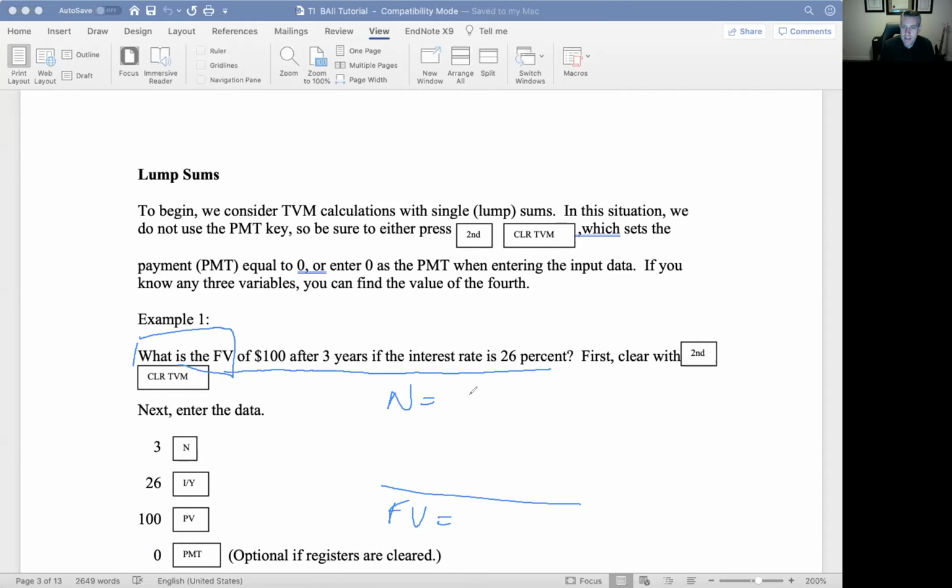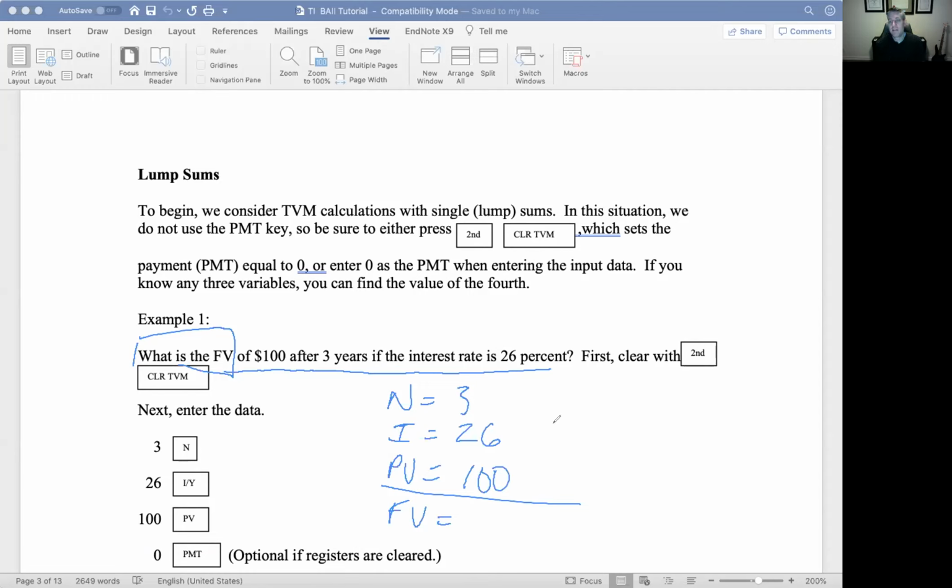I look for N. N is always going to be a time period. It could be 3 years. It could be 12 months. So I'll write that down. And then this is the I/Y. I'll write 26. And then for present value, I'll write 100. If I put these in, I'll be able to calculate what future value is.